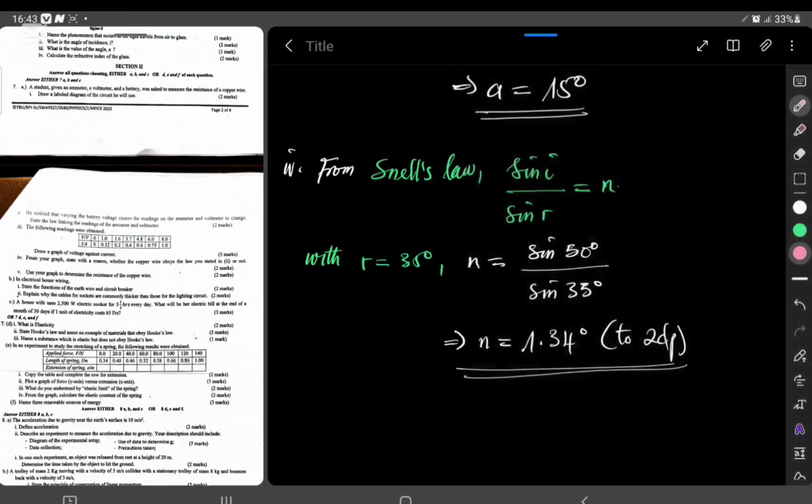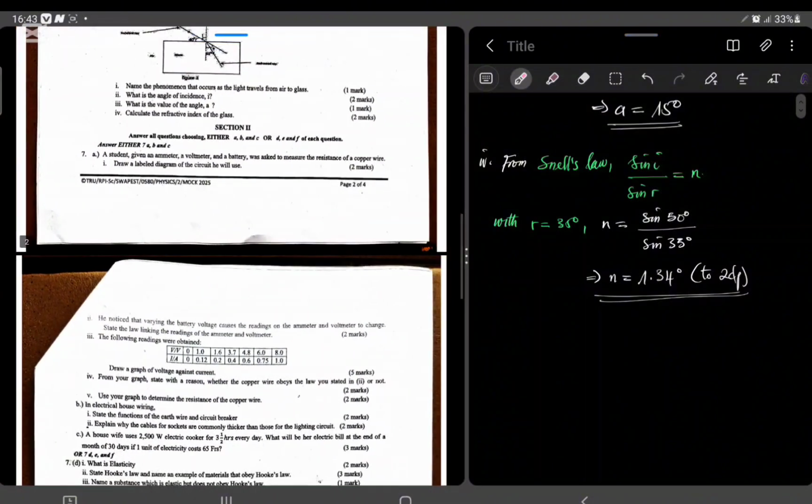Okay, to question 7. Now question 7 is under section 2. As the instructions were very clear, you can either answer A, B, and C, or you answer D, E, and F of each question. Now question 7a reads: a student given an ammeter, a voltmeter, and a battery was asked to measure the resistance of a copper wire. Roman 1. Draw a labeled diagram of the circuit he will use.